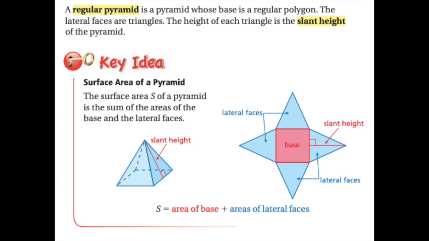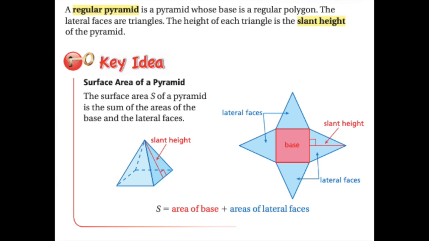Welcome back. We are looking at Chapter 9 again, Lesson 9.2, which is surface area of pyramids. So if you look at this first part of the key ideas, you see that we're talking about a regular pyramid here. And remember that a regular pyramid has a regular polygon as the base.